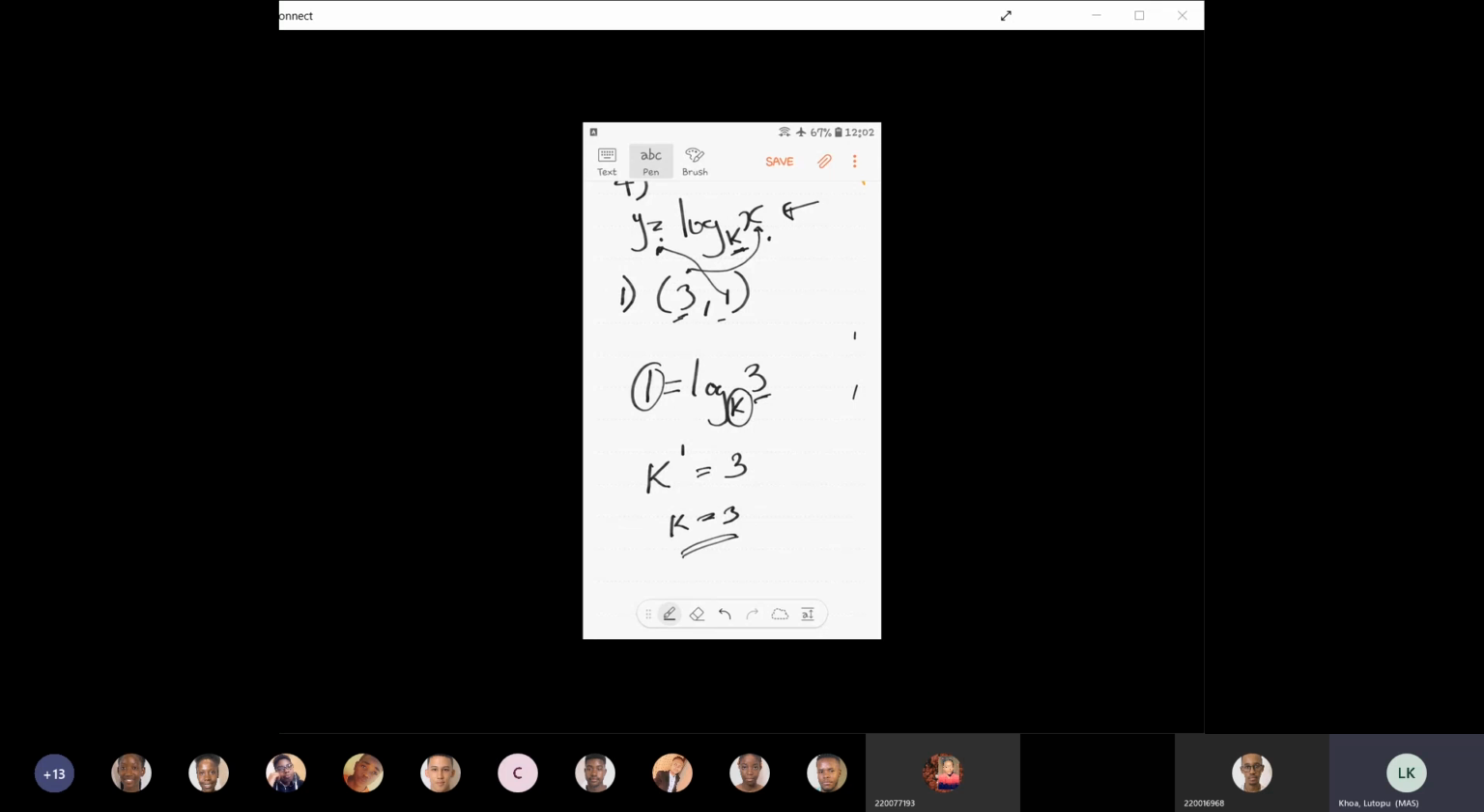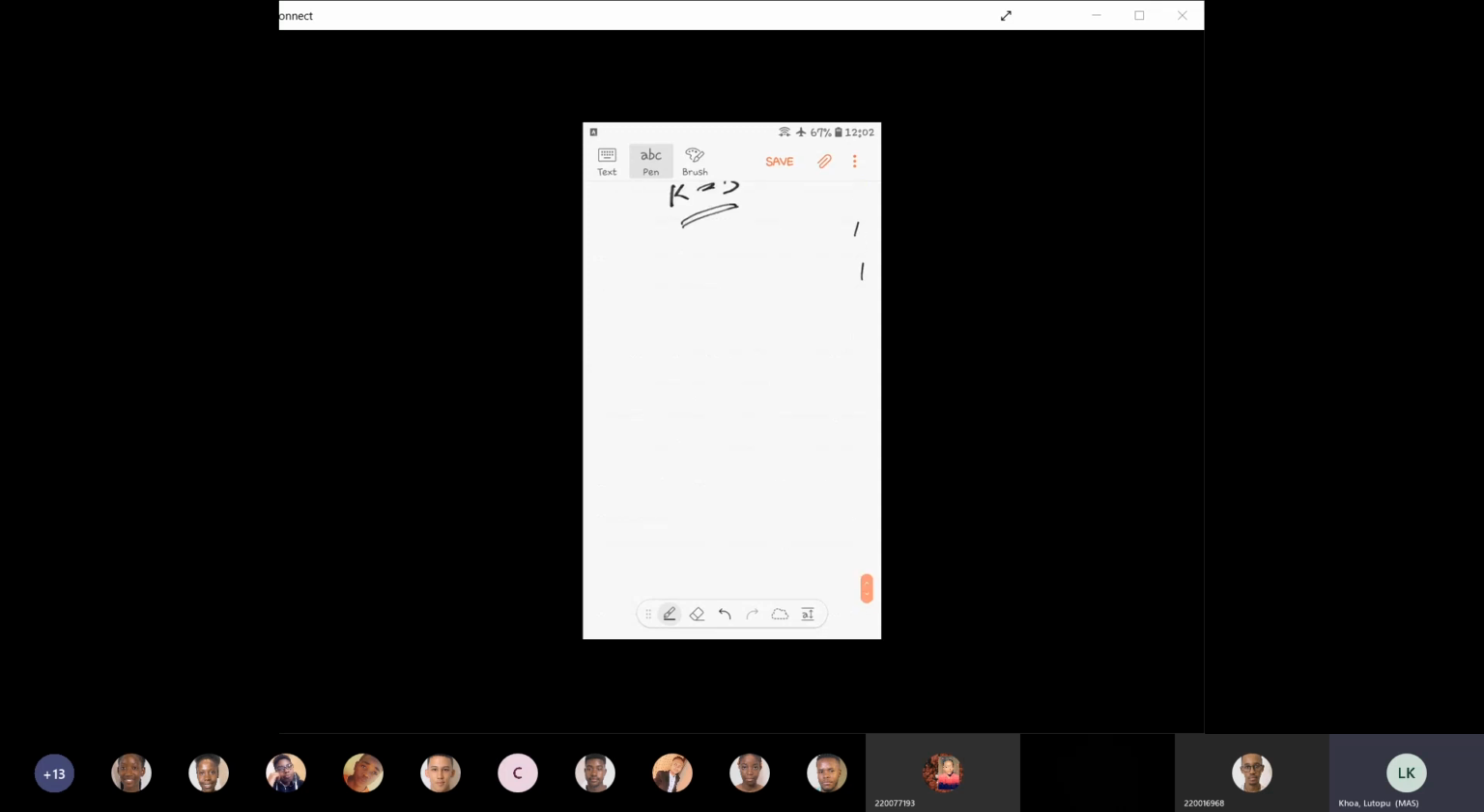Then the last part of logarithms is transforming curves into straight lines. Now what we should know about straight lines is that if there are no questions, then I'll just move on.